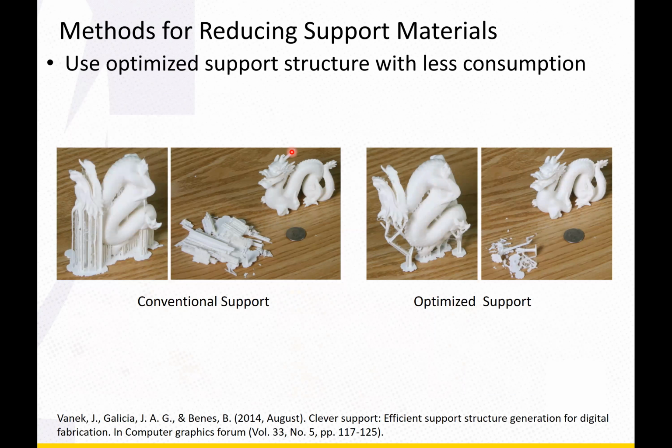That is another example. Actually, I mentioned this before. See, this is the regular support material for fused deposition modeling, and these are some optimized ones. You can see these are like the branches of trees, right? Compared to the consumption of the regular support, the optimized one has much less support material requirement. That is all because some optimization is applied here.